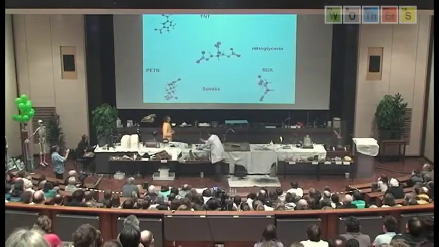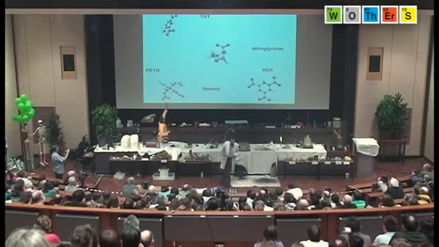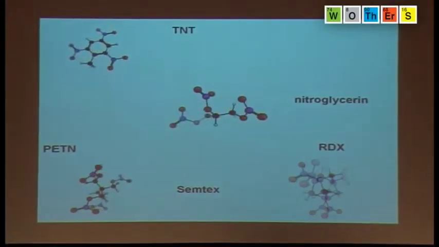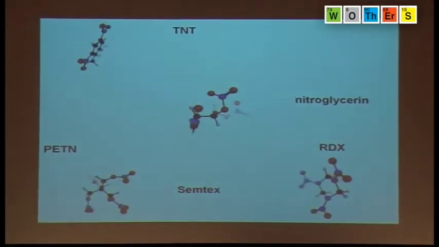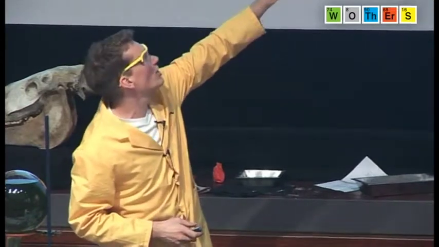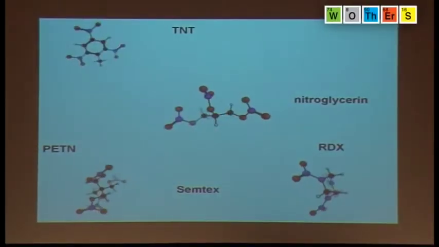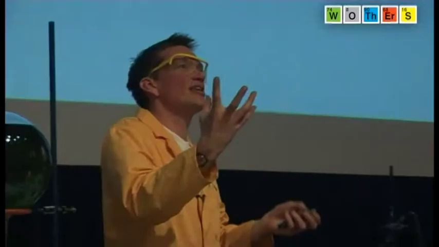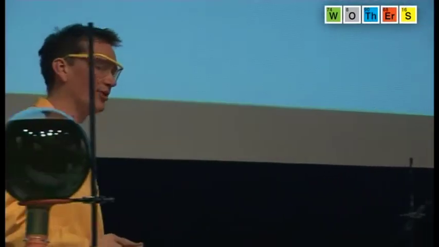This slide here shows you a number of high explosives. We have TNT, nitroglycerin, or these two down the bottom here make up Semtex. And the thing that all of these have in common are the blue atoms, which is the nitrogen, and the red atoms, the oxygen. We have nitro units. So this is where the oomph is built into the molecule, with the things that can burn, the carbon.